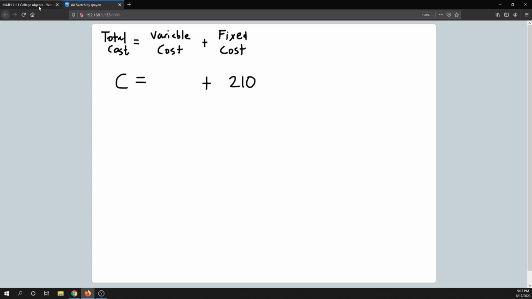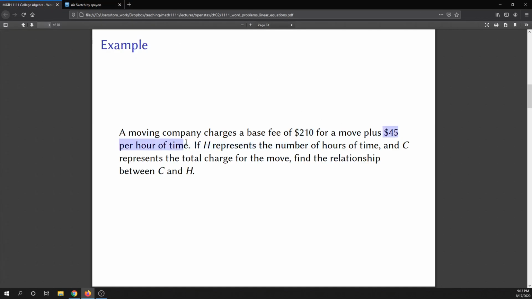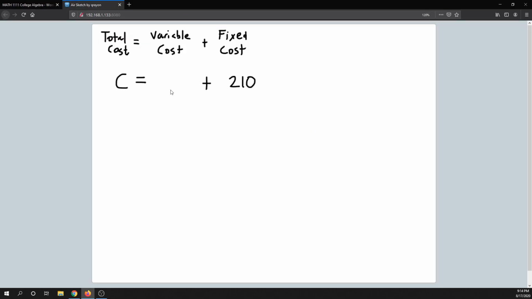Next up is the variable cost, and that is this $45 per hour. Like I said, if you have a one bedroom apartment with not a lot of stuff to move, it's not going to take that long to move all the stuff. If you have a large house with a lot of rooms and furniture, it's going to take a lot more time. So that's an example of the variable cost. The more stuff you have to move, the longer it's going to take, and so the more money it's going to cost.